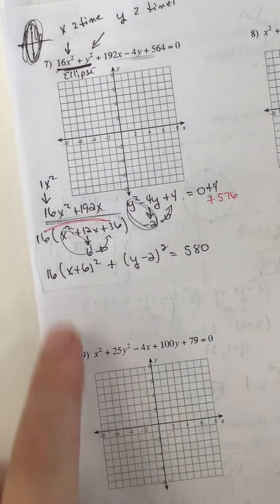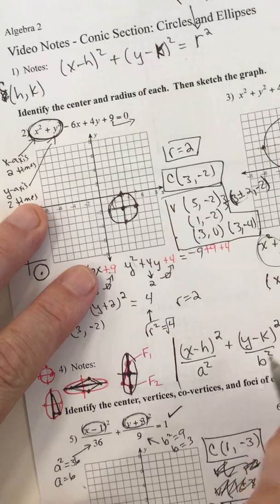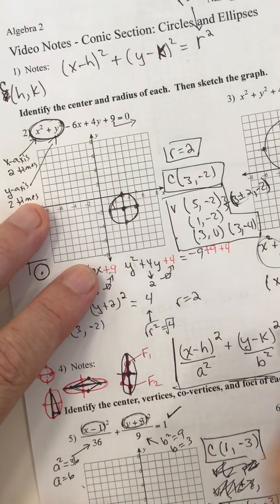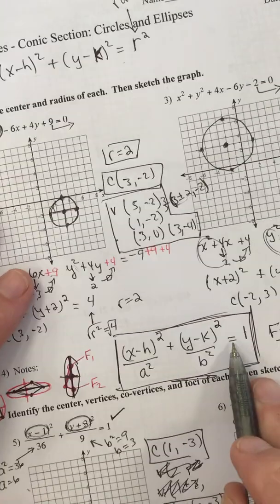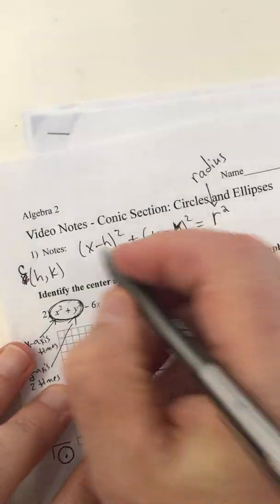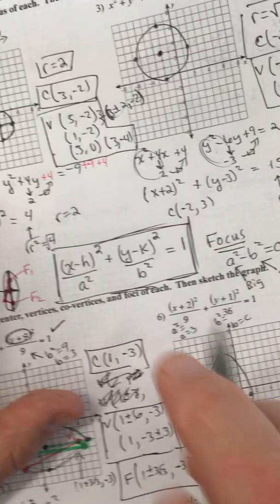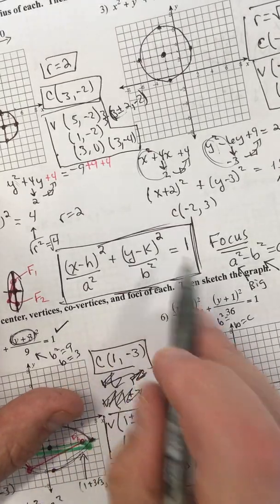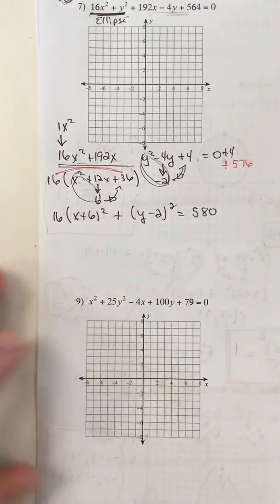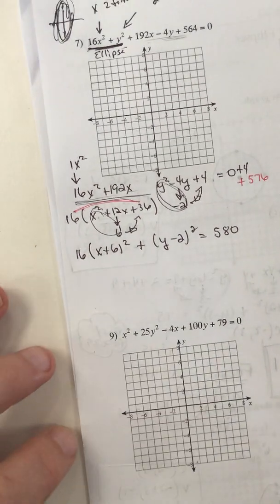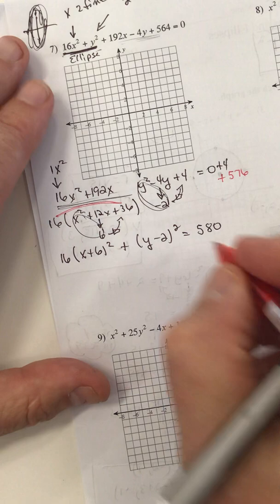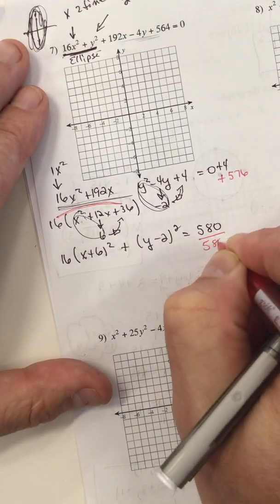Okay, let's compare what we have to the form. The form for these is always equal to 1 when it's an ellipse. When it's a circle, it's equal to the radius. But when it's an ellipse, it's equal to 1. Okay, that means I have to force this 580 to become a 1. Well, that's easy to do. I'm just going to divide everything by 580.